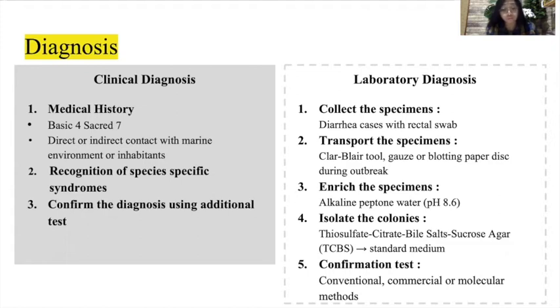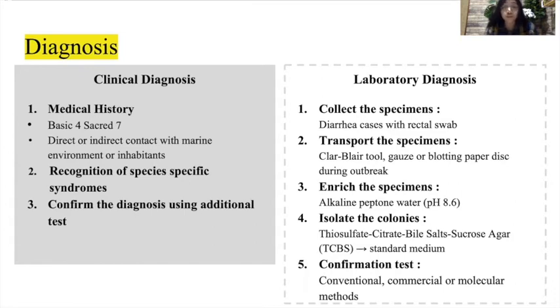oyster, and so on. Second, we need to recognize any species-specific syndromes, such as in Vibrio cholerae infection, the patient will have watery diarrhea as a symptom. It may be easier to recognize this species-specific syndrome in highly endemic areas, but it may be difficult for other countries who have rare cases of Vibrio illness. Third, every piece of information that we have gathered needs to be confirmed with the help of additional tests, such as laboratory or microbiology department tests.